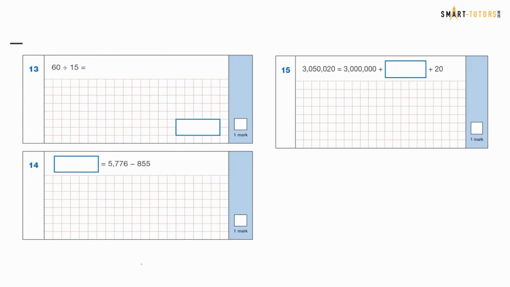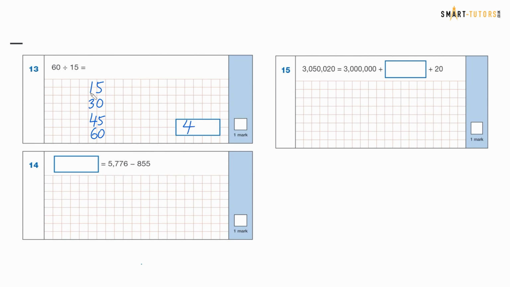60 divided by 15. So this is a 2-digit number divided by another 2-digit number. So if you know your 15 times table, 15 times 1 is 15, 15 times 2 is 30, 15 times 3 is 45, and 15 times 4 is 60, so the answer is 4. Well done. Question number 13, the answer is 4.